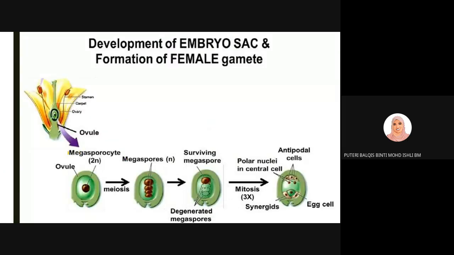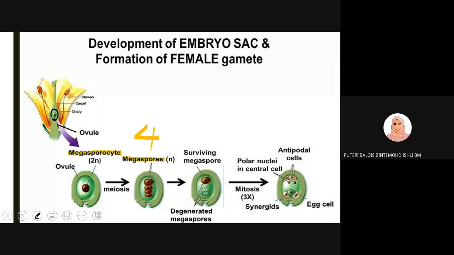Okay, so embryo sac, female gametophyte. Term yang kita guna adalah megasporocyte. Kenapa mega? Sebab struktur dia besar lagi. Megasporocyte, megaspore. Kita nak cerita macam mana satu ni boleh jadi 8. So megasporocyte, which is the diploid cell, will undergo meiosis to form 4 haploid megaspores.